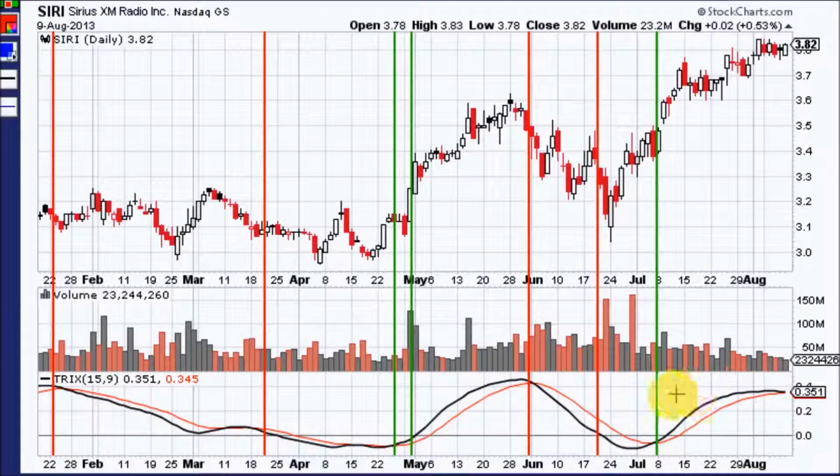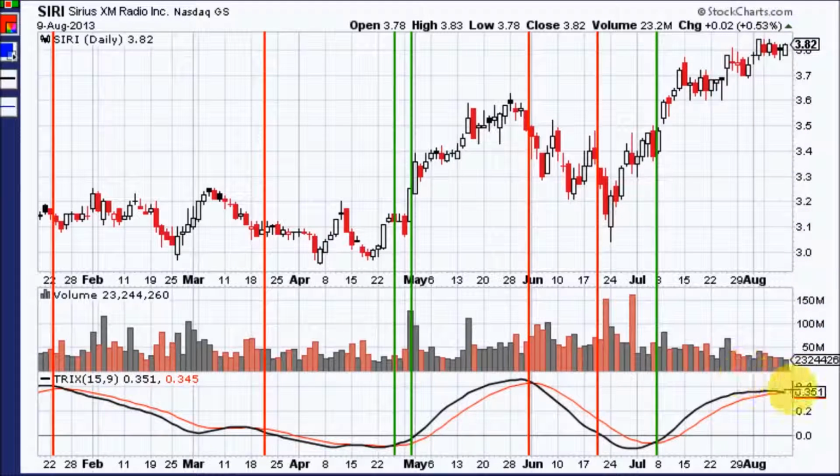Okay, but one thing I notice is a bearish divergence here. This high here on Trix relates to this point on the chart. This high here on Trix is lower than this high here, yet the stock is going up. So that's a bearish divergence.